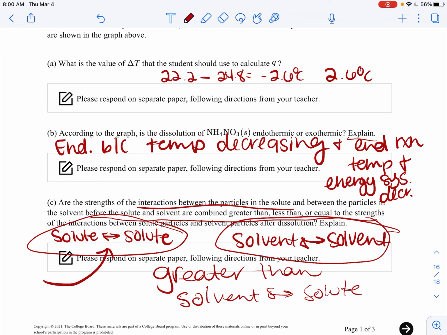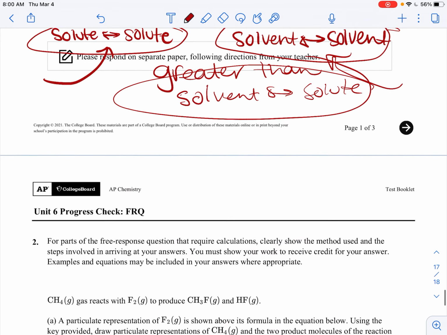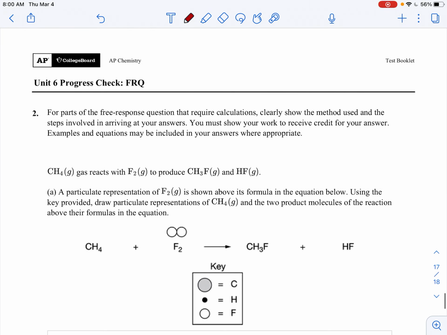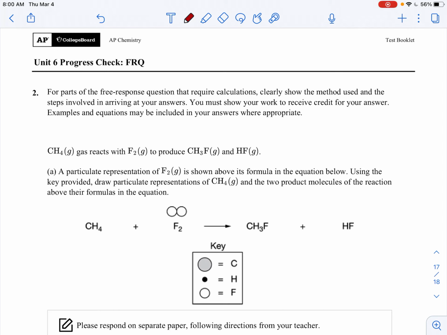So what happens with endothermic is it's putting energy into breaking these bonds and forming these. But when you put that energy in, it lowers the temperature, right? It's absorbing that energy. So technically, the solvent-solvent attractions are greater than the solvent-solute attraction. But since heat is being put into the system, we are able to overcome that, and the ammonium nitrate will dissolve.